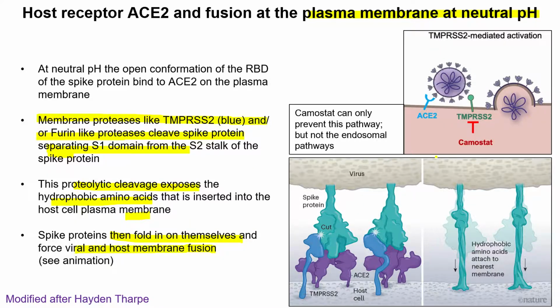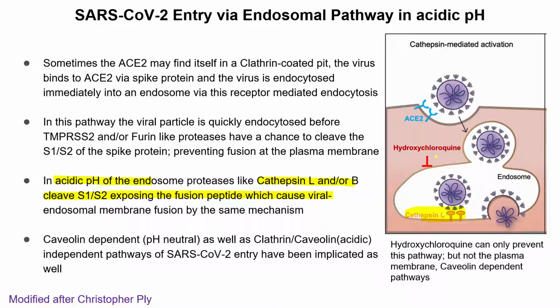So it's like, okay, all right, you take Camostat and hydroxychloroquine. Now we have a magic drug, a double drug. So we should not get anything. Unfortunately, that doesn't happen because of the last line right here. Caveolin-dependent pH neutral as well as clathrin caveolin acidic independent pathways are being implicated as well. So there is always a way a virus will find to get into the cell. So even with these two drugs, we cannot stop those pathways.